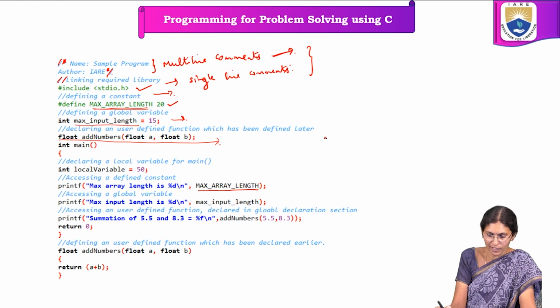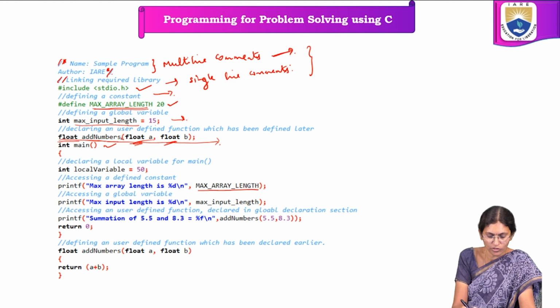which has been defined later. So this is just the declaration of a user defined function. This is the name of the function and this is the return type of the function, and inside this we have the arguments. These arguments depend upon the need and necessity of the program.